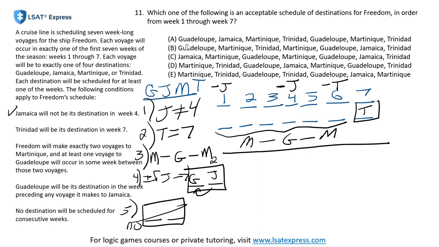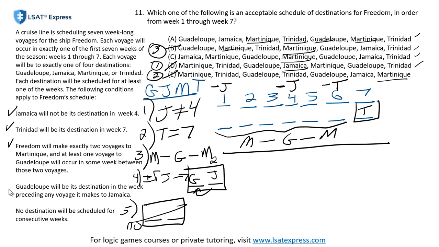So let's see. Answer A. Week 4 is Trinidad, so that's fine. Answer B, Martinique. C, Martinique. D, Jamaica. So D is out, so I will cross out D. And for our purposes, I'll even write that this was rule 1 that got rid of D. How about rule 2? T will be in week 7. A, B, C, D, all those are fine except for E, so E is gone. E violates rule 2. Rule 3, and we said this is really 2 rules. M appears twice and only twice, and there's at least one G in between them. So let's see. Answer A, M, G, M, that's fine. Answer B, M, T, M. Aha, B is out.